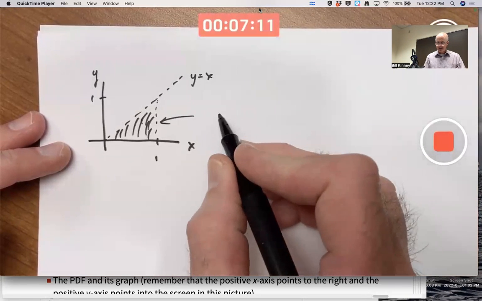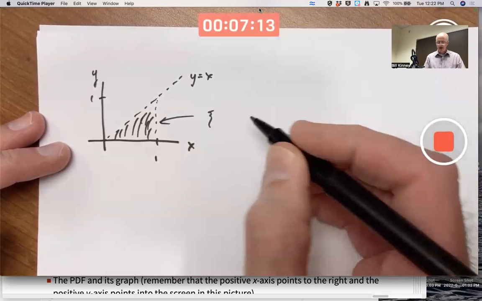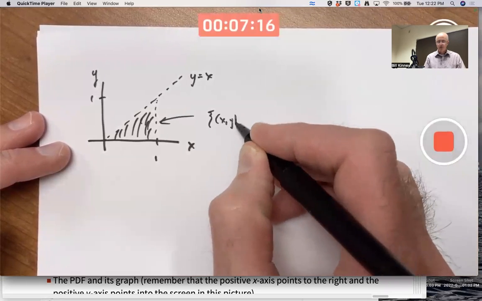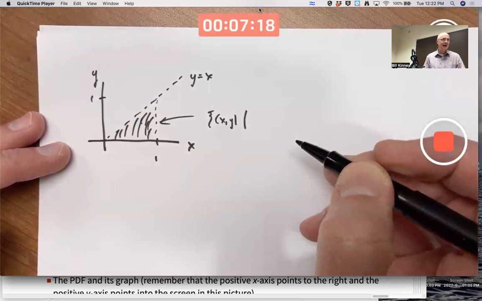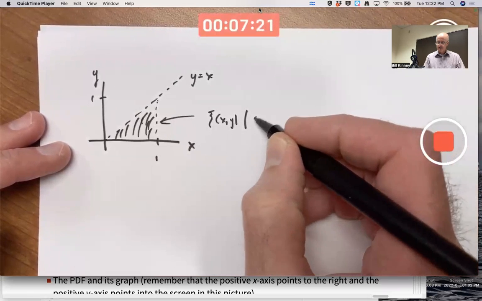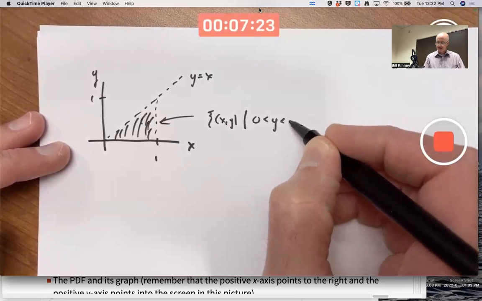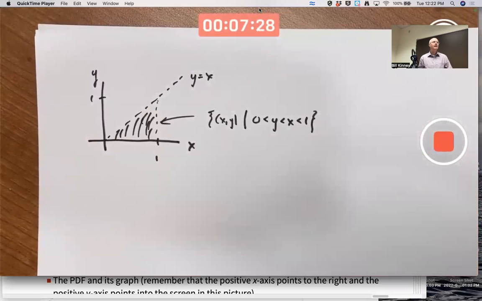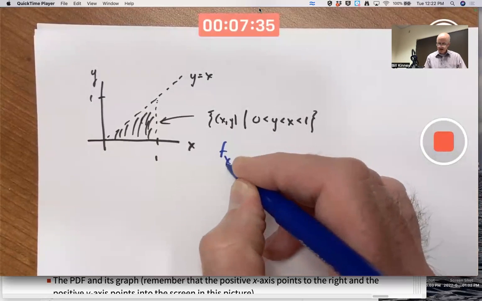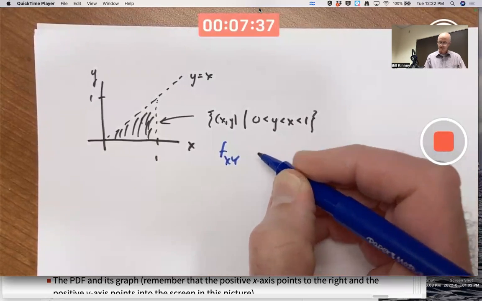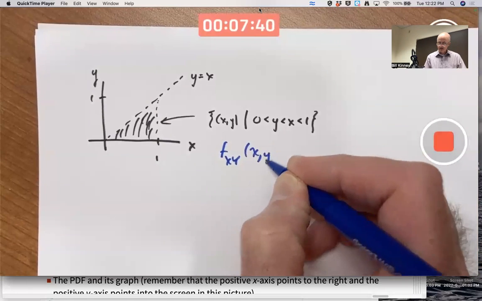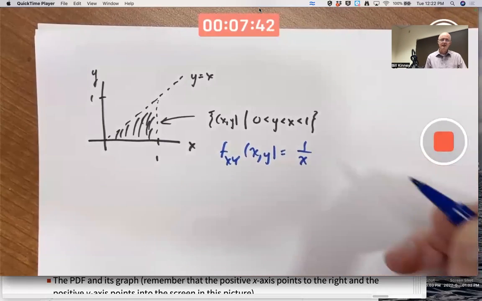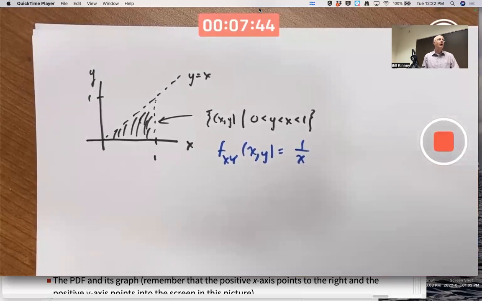You could describe this as the set of all points x, y that satisfy the condition that, just like in the Mathematica document, 0 is less than y, is less than x, is less than 1. The claim is the function f sub xy, indicating that it's a joint PDF, of little x, little y equals 1 over little x, is a PDF over this domain.